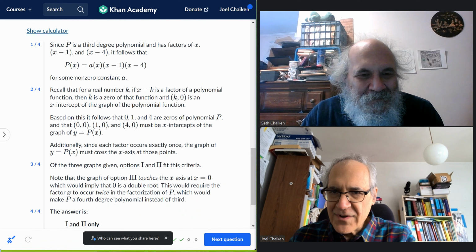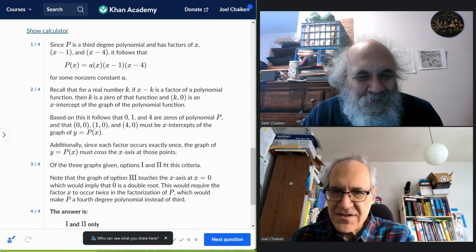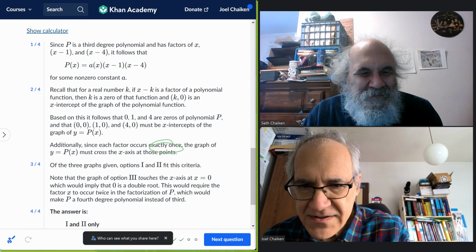Okay, recall that for real number k, x minus k is a factor of a polynomial. So that it intersects there based on this. Those are the zeros. We knew that. Additionally, each factor occurs only once.